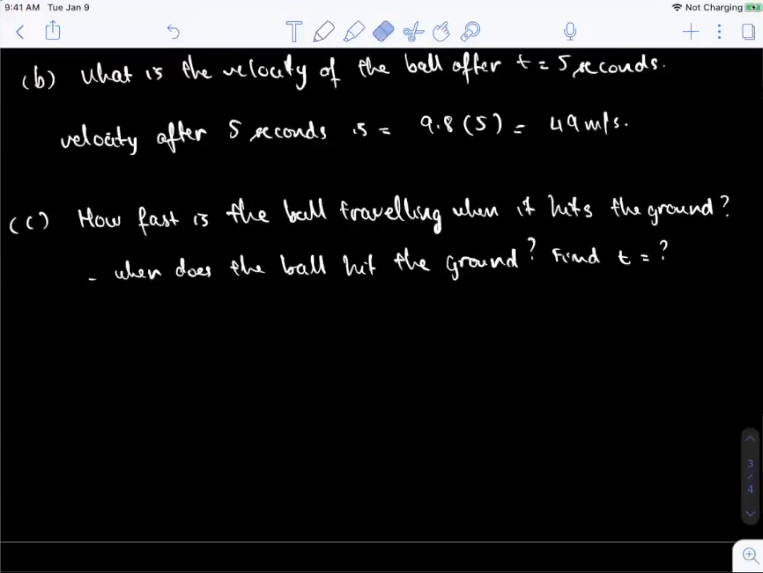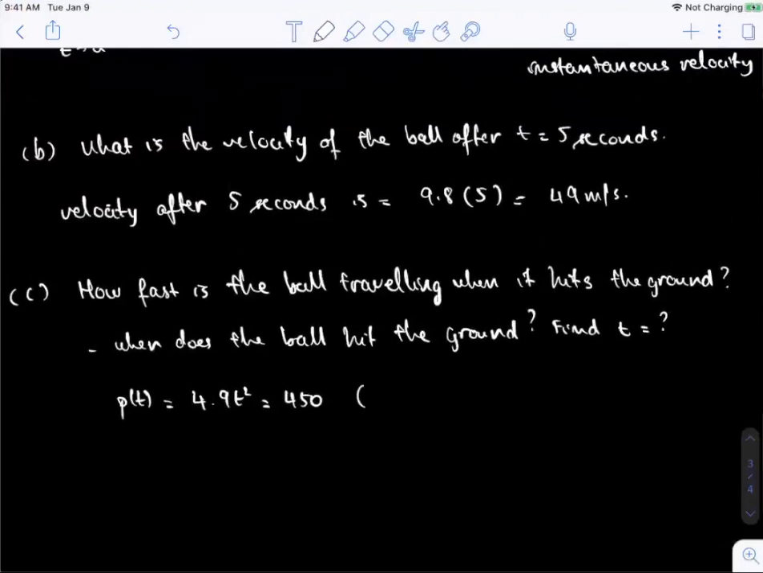From the position perspective, you start on top of the building, you drop the ball, so the position function is 4.9 t squared. And when it hits the ground, it has traveled a distance of 450 meters, correct? Right, so the ball travels 450 meters when it hits the ground.